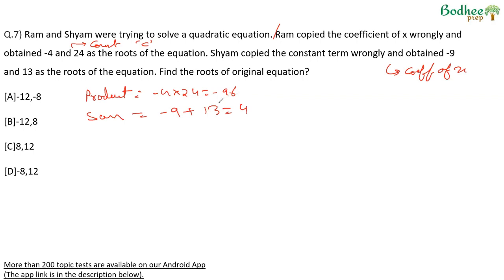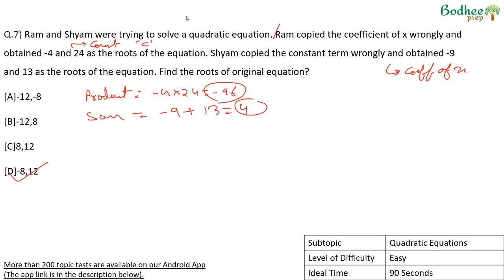So we need two numbers which have a product of −96 and a sum of 4. From the options, we can clearly see the sum is positive, so the positive number will be greater. From the options, you can see −8 and 12 have a product of −96 and a sum of 4. So option D becomes the answer. Yeah, so an easy question, not more than a minute and a half to solve this. Basic concept, easy calculation.